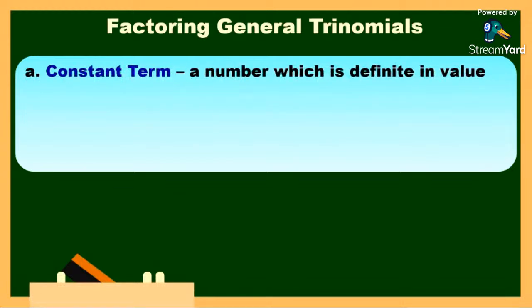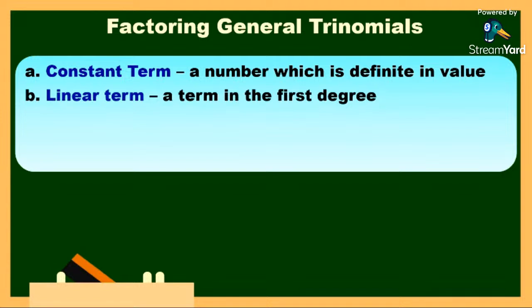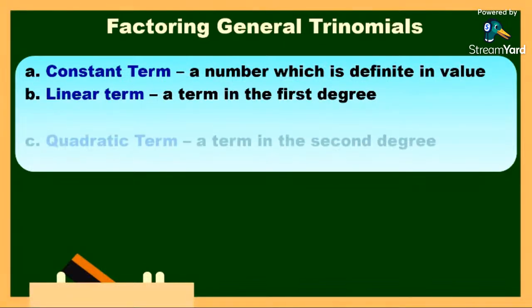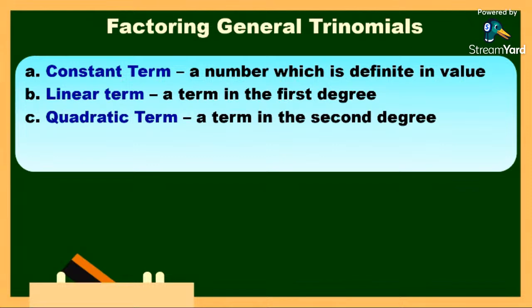Ang constant term po ay yung number lang, wala po siyang kasamang variable. Letter B, linear term. It is a term in the first degree. So, bakit siya sinabing first degree? Kasi po, ang kanyang exponent dito ay 1. And C, quadratic term. It is a term in the second degree. Ito naman po yung term na merong exponent na 2.